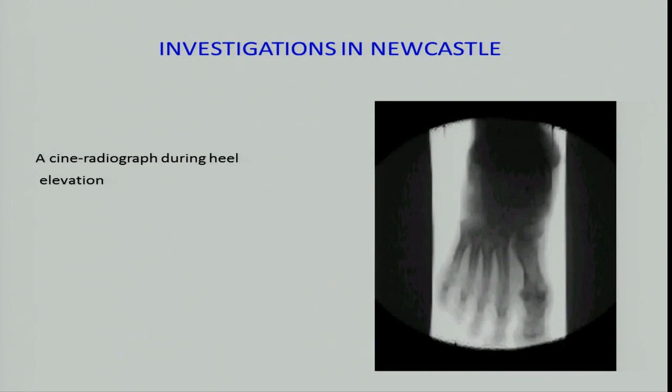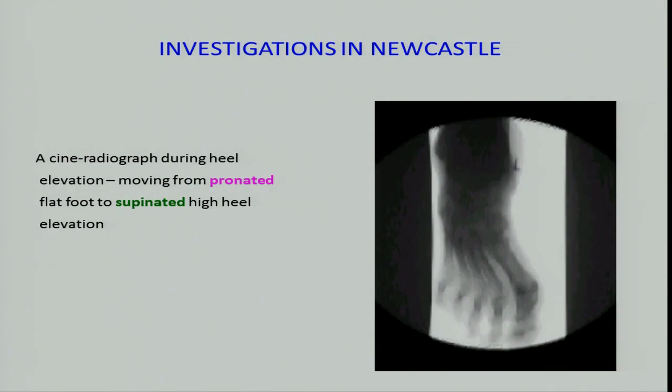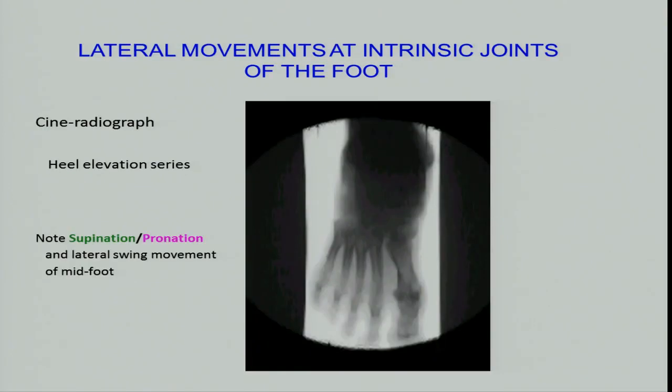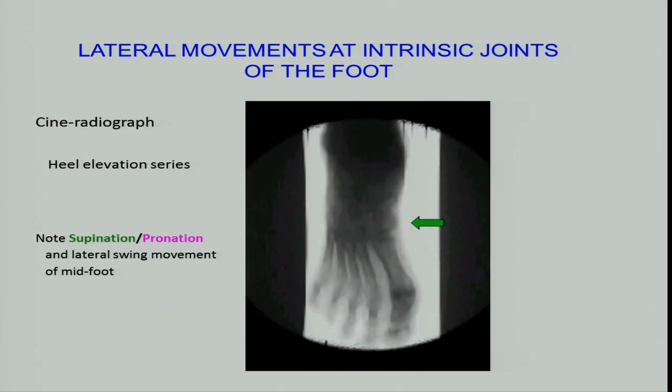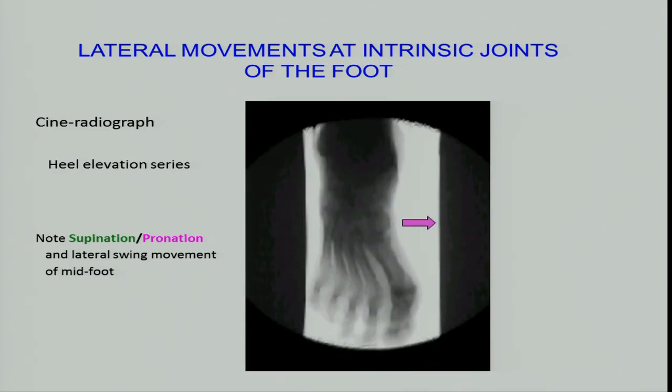So the cine radiograph. That foot is pronated, and from that position we went up into high heel elevation. And you can see that the midfoot is supinated, and there's been a lateral swing movement at the transverse tarsal joint level. So here is the cine bits from pronation, a pronated flat foot, to a supinated heel elevated foot. And back down again.